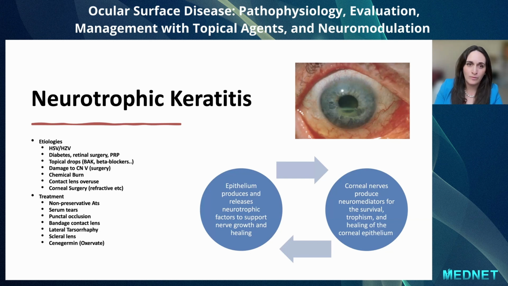So why are corneal nerves so important? There's lots of evidence that the corneal nerves are critical to the health of the epithelium. They work together, and it's this cross communication that's really critical for a healthy epithelium.